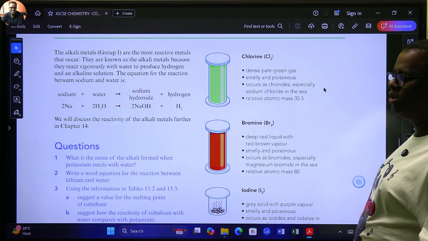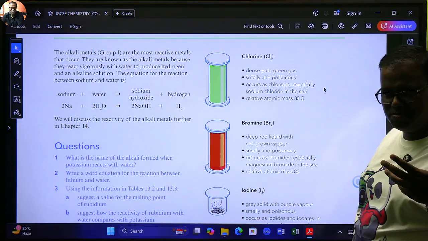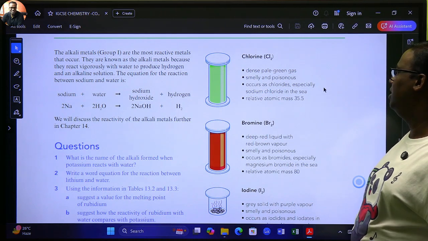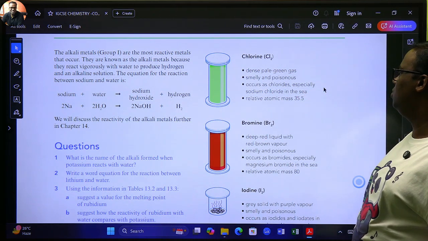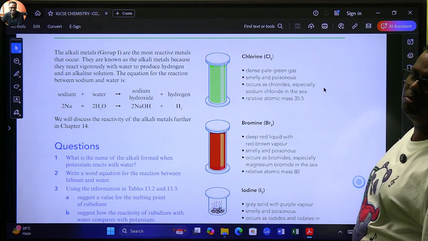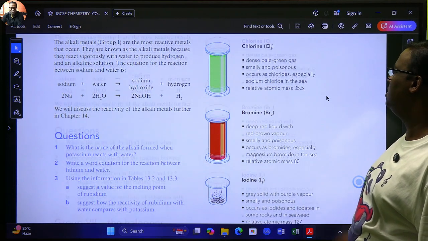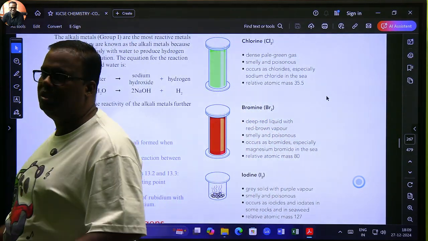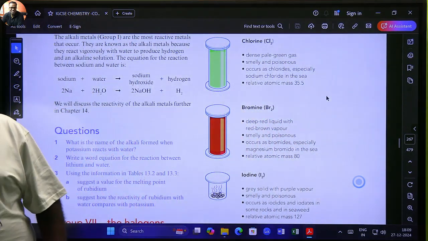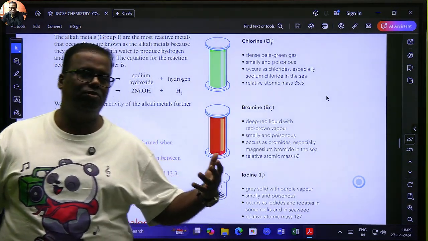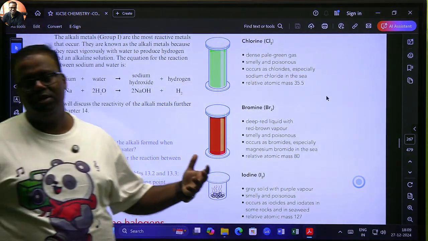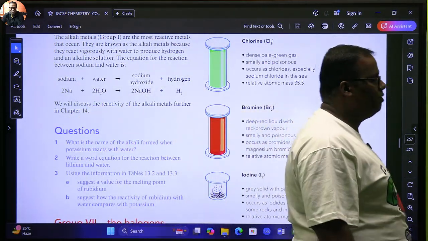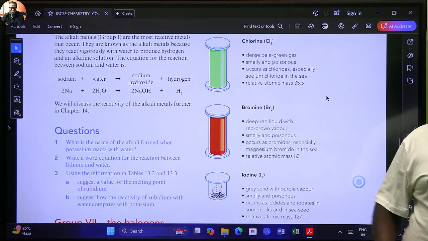Have you had water which has been bleached a lot, sometimes in some cities? That is chlorine. The smell you get in a swimming pool, that is chlorine. Occurs as chlorides, especially sodium chloride in the sea. Relative atomic mass is 35.5. What is 35.5? Chlorine is available as chlorine 35 and chlorine 37 in the universe. 75% of the chlorine that you get is chlorine 35 and 25% is chlorine 37. Therefore, the relative atomic mass is 35.5.